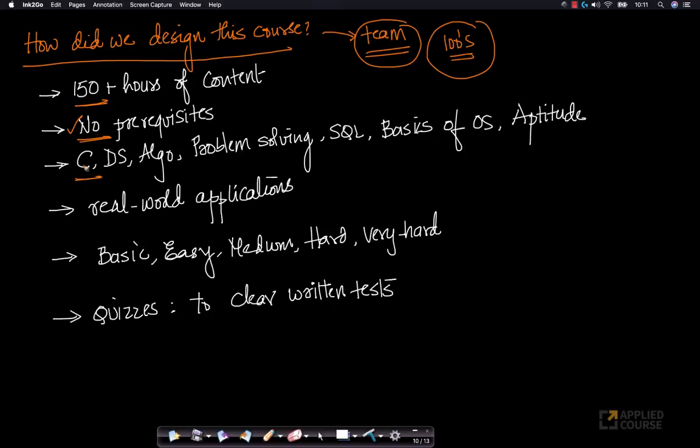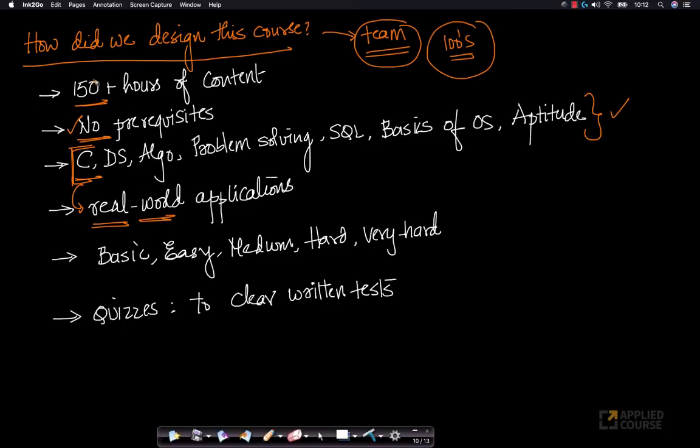As I mentioned, the contents of the course itself will be limited to C, data structures, algorithms, problem solving, SQL, basics of operating systems, and aptitude, as these are the topics that are often covered in interviews for software engineer roles. We will also focus on some real world applications when we learn concepts. We don't want you to learn concepts from a very theoretical, dry viewpoint. We want you to be able to appreciate the real world applications of these concepts.